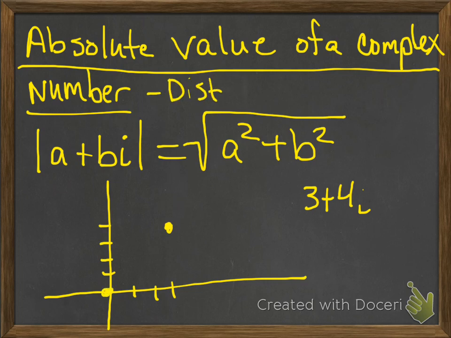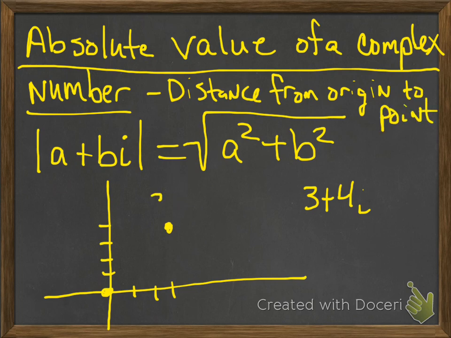Like in this example right here, I could say 3 squared plus 4 squared is 25. The square root of 25 is 5. So the absolute value of 3 plus 4i would have been 5. Let's go through some other examples. You can see how we're thinking of the Pythagorean theorem. This is how they kind of came up with it. But let's look at some other examples here.